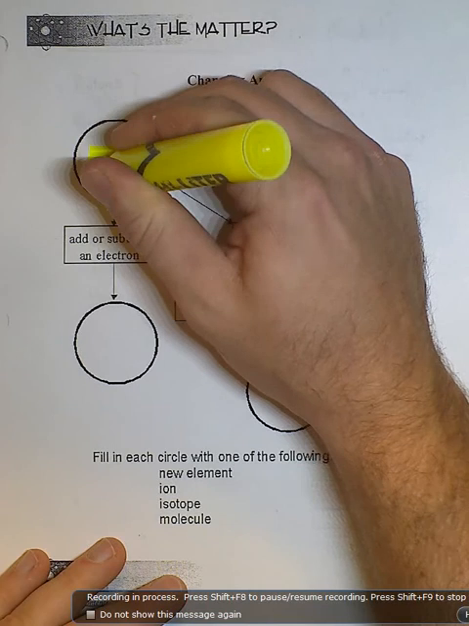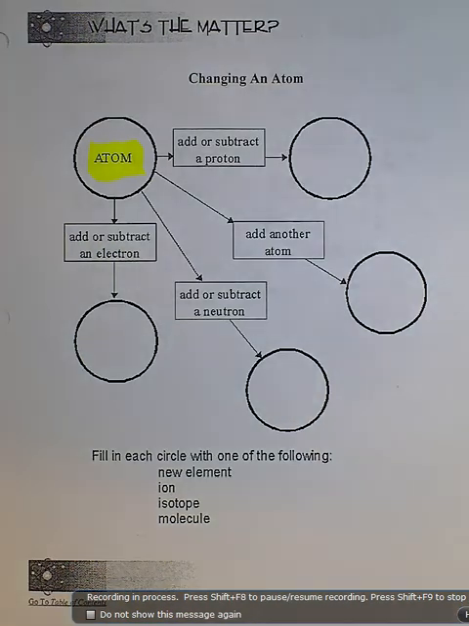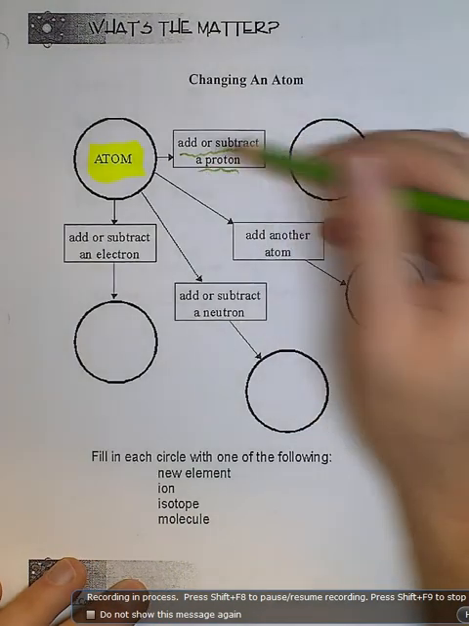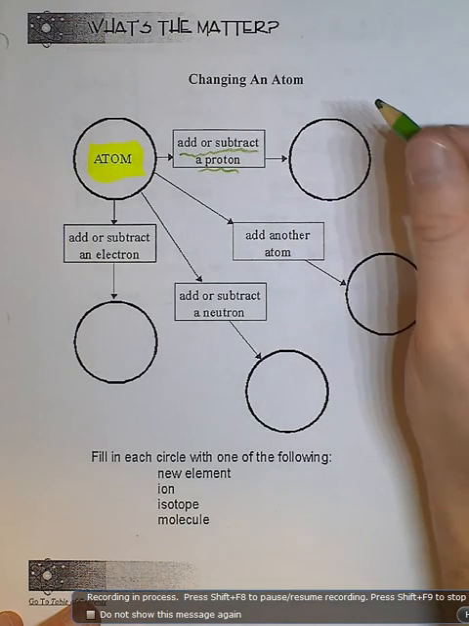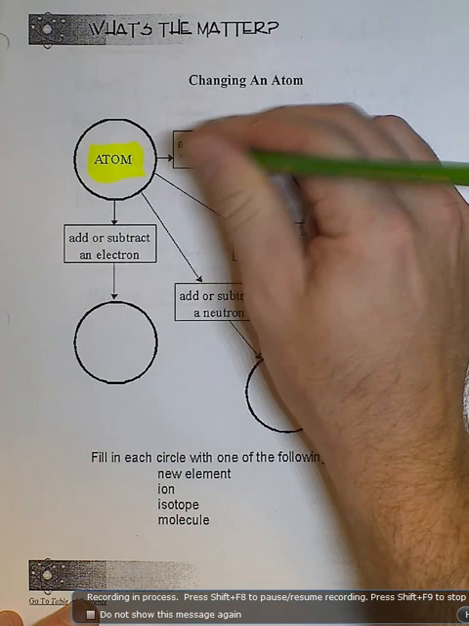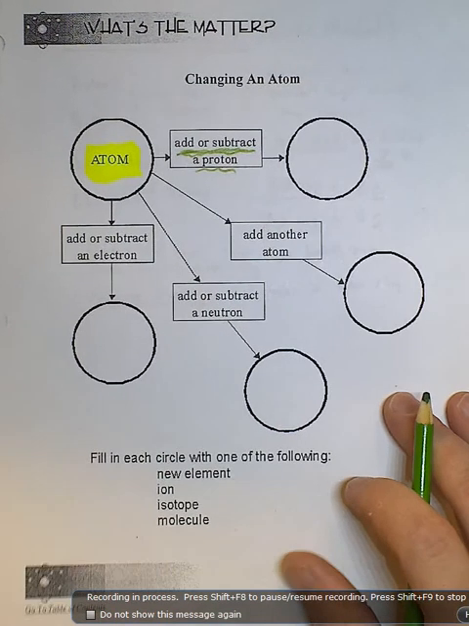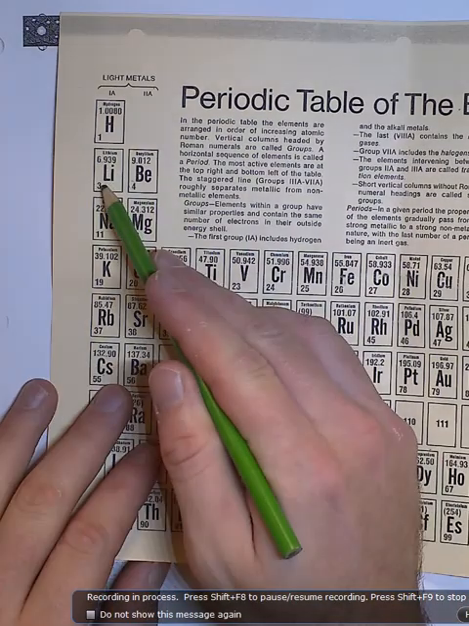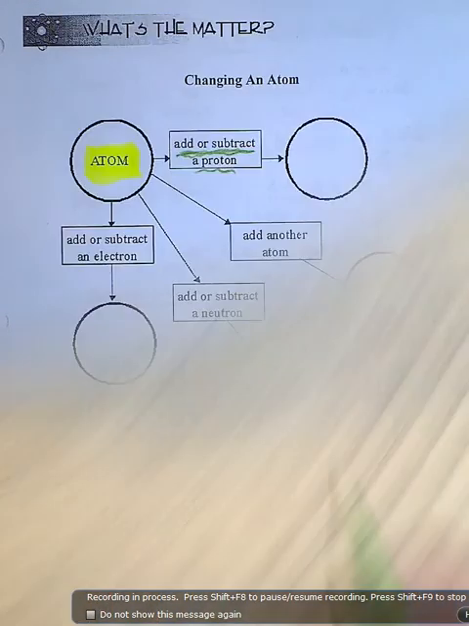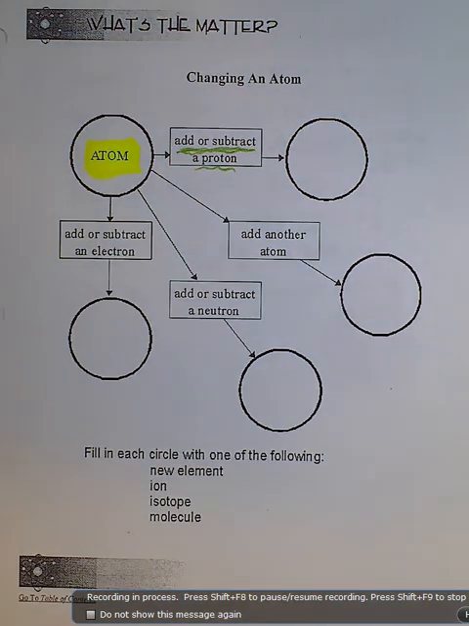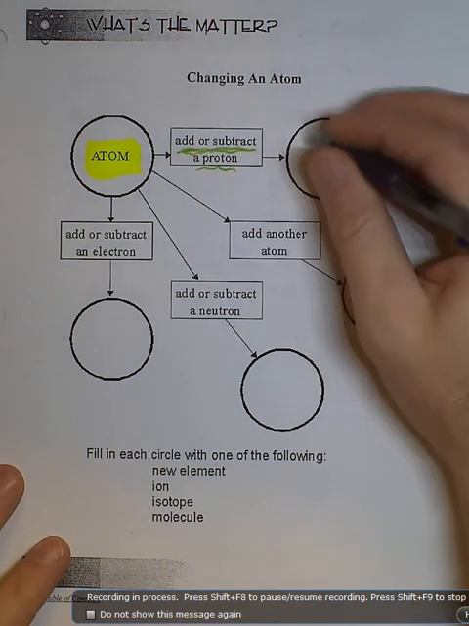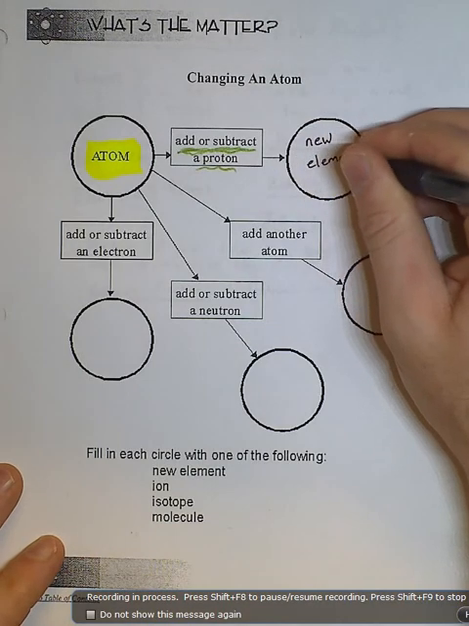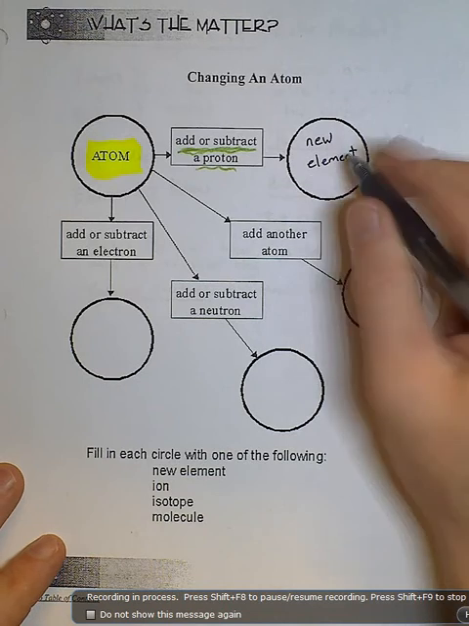If we add or subtract a proton, which we technically cannot do, if you have 3 protons, as shown on here, we have lithium. If we add a proton, we're now beryllium. So if we add or subtract a proton, we are a new element. That's this guy down here.